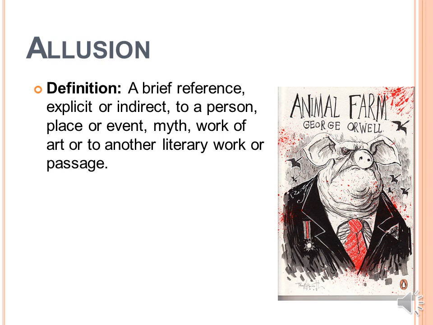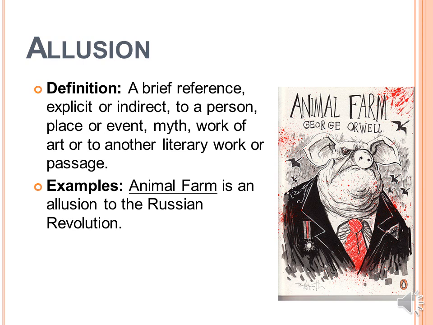Allusion, it's a brief reference, whether it's explicit or indirect, to a person, a place, or event in another literary work. So for example, Animal Farm is an allusion to the Russian Revolution. So that one doesn't pop up too much, but it's basically just some type of reference.